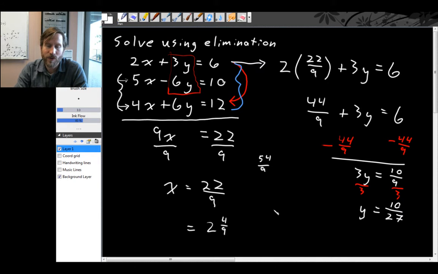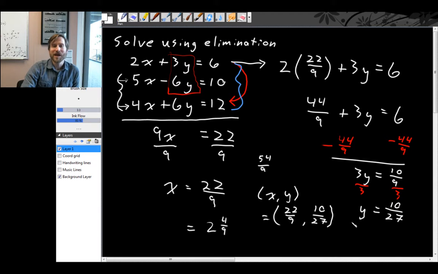All right, so here's our solution. x comma y is going to be equal to 22 over 9, comma, 10 over 27. You can tell I didn't pick these numbers very specially, because the solution turns out to be a bit messy. That's fine. Usually if you get nice, pretty integer answers, that means somebody made the problem specially to make it turn out nicely for you.